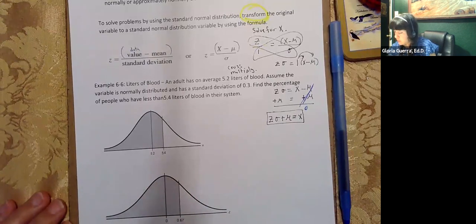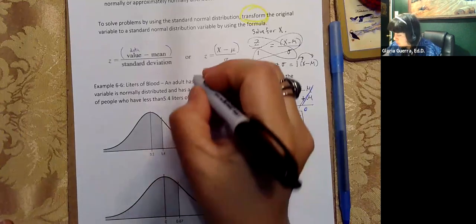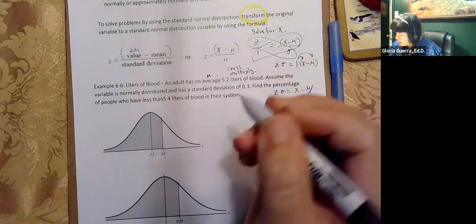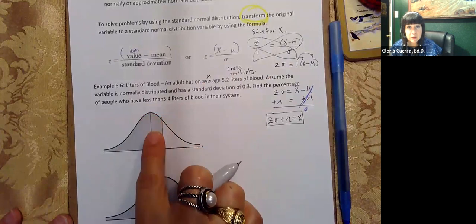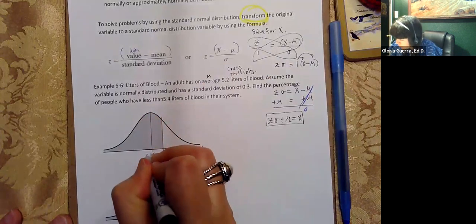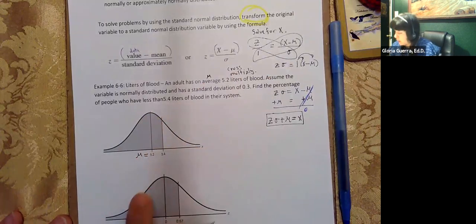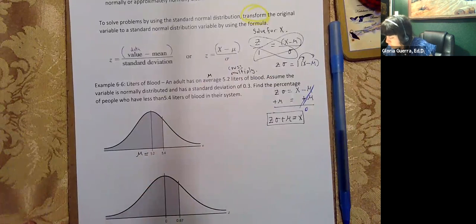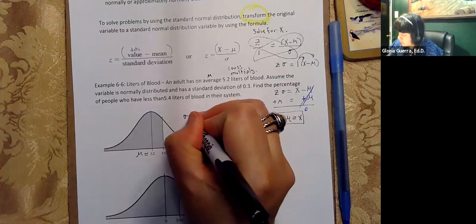So the first example, 6-6, says liters of blood. An adult has on average 5.2 liters of blood. Okay, the word average, that's a mean. So for us, that's our mu. That's a keyword. You can see in the picture they draw the standard normal and the mean is in the middle here. So I'm going to put a little mu here. This is setting mu equal to 5.2. Assume the variable is normally distributed and has a standard deviation of 3/10. So usually your teacher writes it to the side.